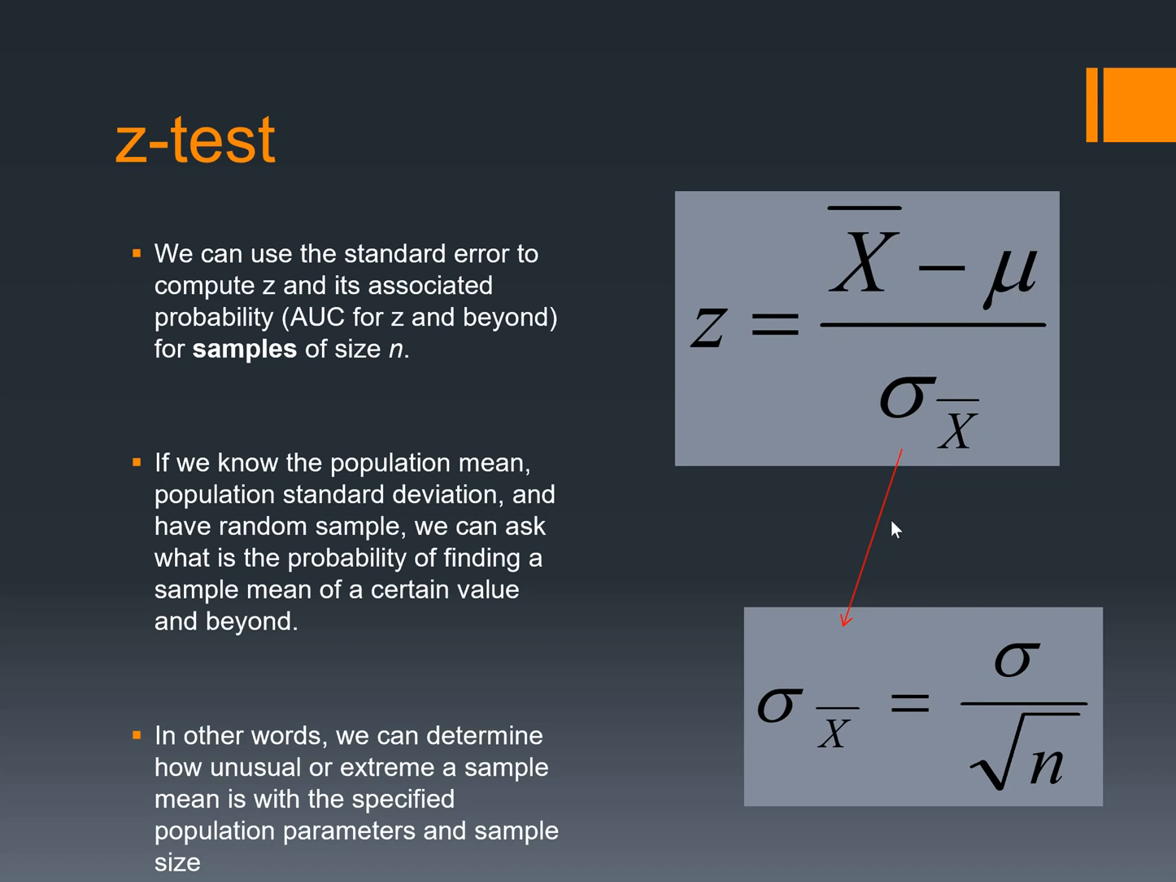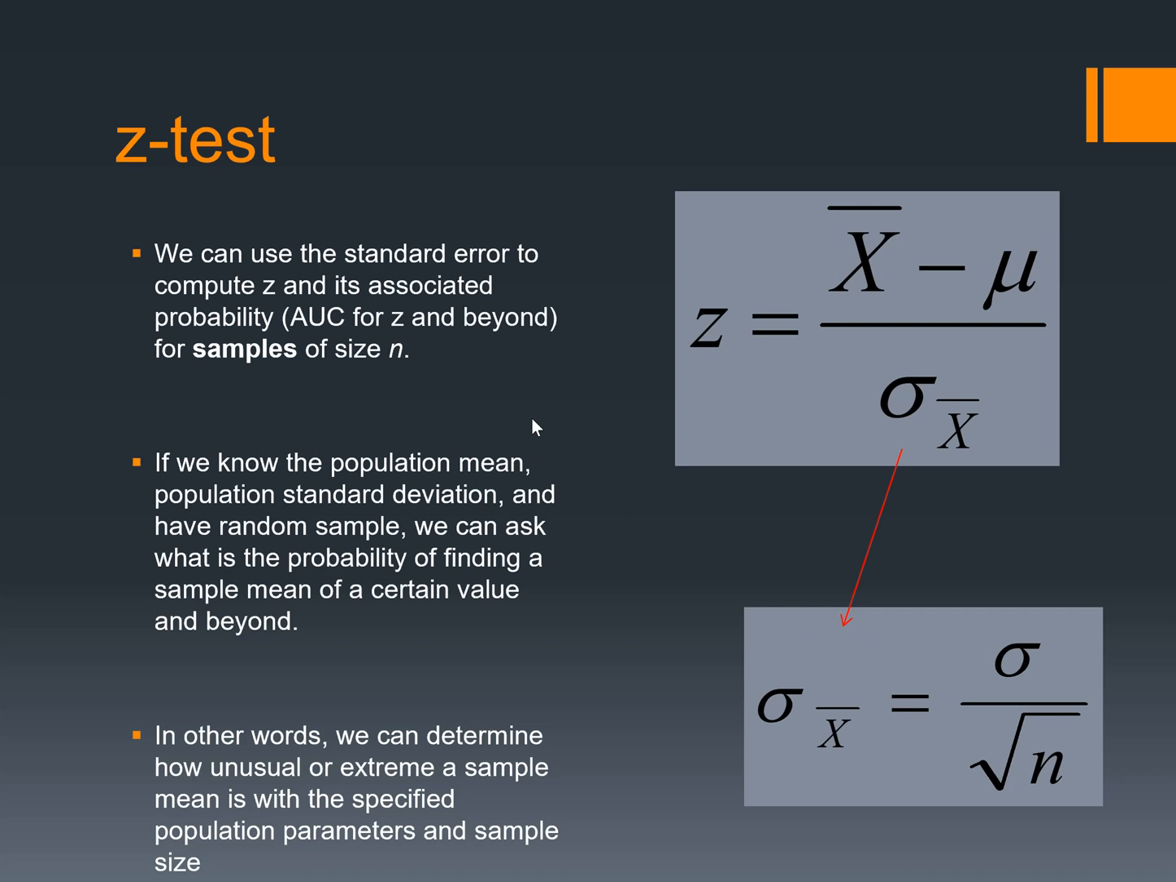But in any case, here's the formula: sample mean, subtract population mean, and divide by standard error of the mean. Remember, we can calculate the standard error of the mean by taking the population standard deviation and dividing it by the square root of the sample size. If you have the variance, you can take the square root of the variance divided by the sample size. It's a mathematically equivalent formula.